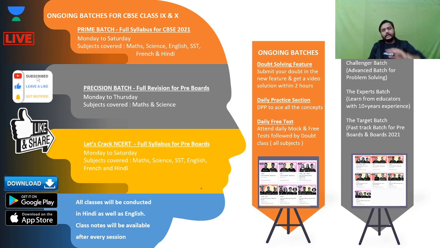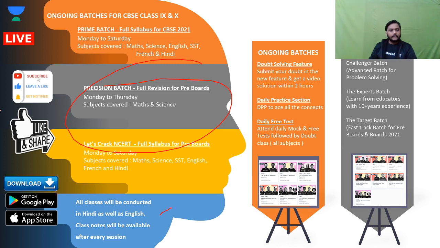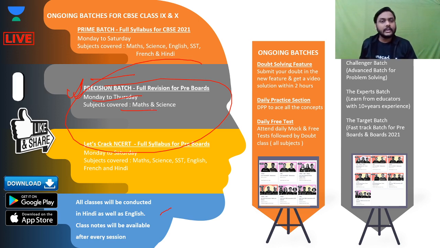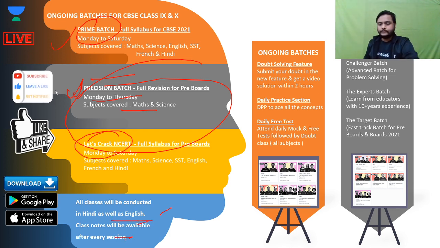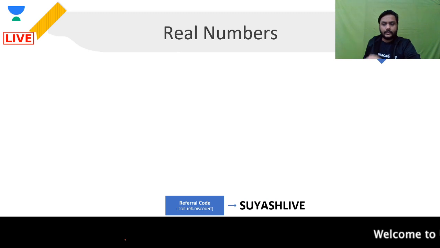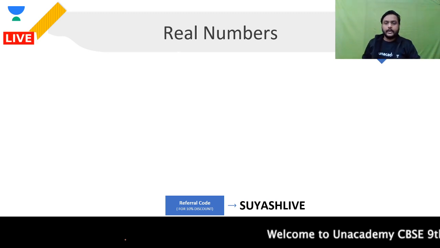ये वो सारे courses हैं, guys, जो आपको दिख रहे हैं, जो कि अभी Unacademy पर live है, okay? All these courses are actually on Unacademy, and you all can learn from all these courses that we are having right now. I'm a part of this batch, precision batch. We have classes from Monday to Thursday, and I take care of mathematics. Apart from that, we have so many batches. Prime batch we have, then we have Let's Crack NCERT batch, and all the batches are in Hindi and English as well. Cool. अभी हम शुरू करते हैं अपनी कहानी that we have, guys, everyone.